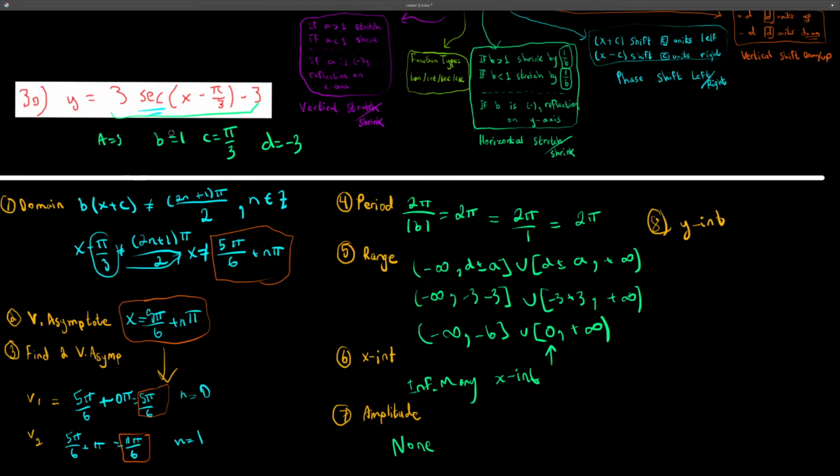So we do x equal to 0, sorry. y is equal to 3 secant minus pi/3 minus 3. As you can see, the x is 0, so we just remove it completely. Then we do 3 and 1 over cosine of minus pi/3.